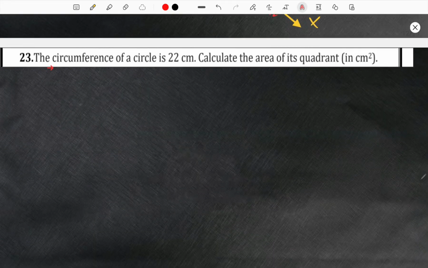Let us have a look at this. The circumference of a circle is 22 centimeter. Circumference means, can I call it as perimeter? Perimeter is equal to 22 centimeter. That is known. Calculate area of the quadrant.